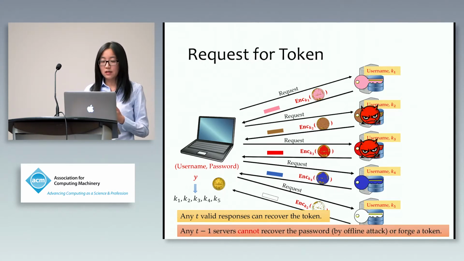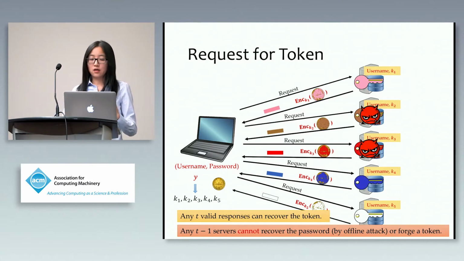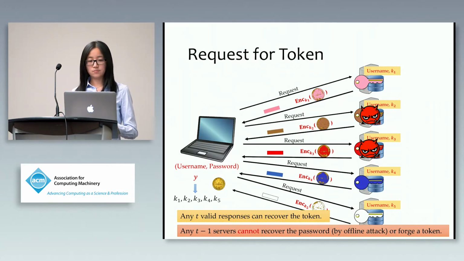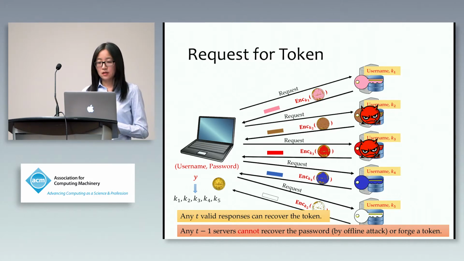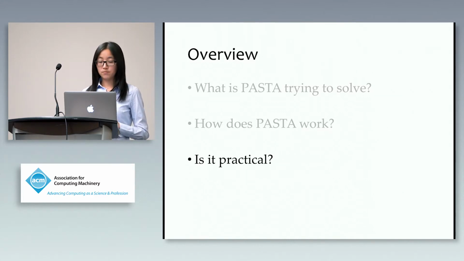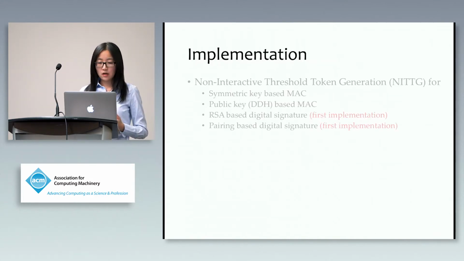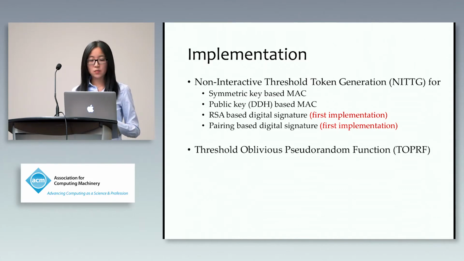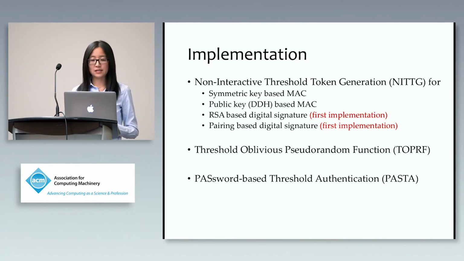And we prove that if you have T-1 servers compromised and even colluding, they cannot recover the secret key or forge a token or guess the password by offline attack. So that's the construction of PASTA. And finally, how practical is it? In our implementation, we implemented NITTG for these types of tokens. And as far as we know, the RSA-based digital signature and pairing-based digital signature have not been implemented before. And we also implemented TOPRF, and then we combine these two to get PASTA.